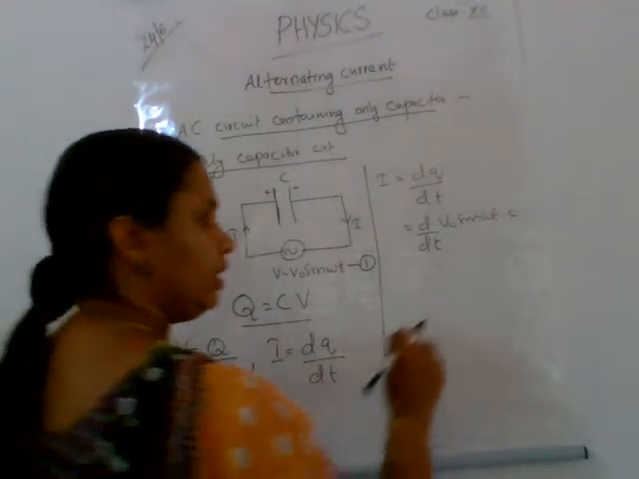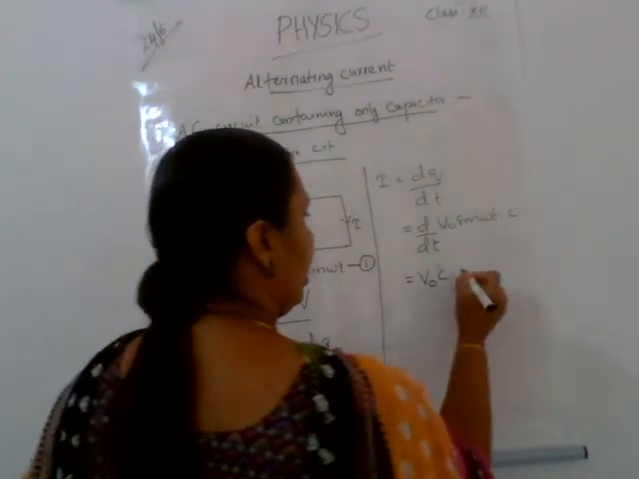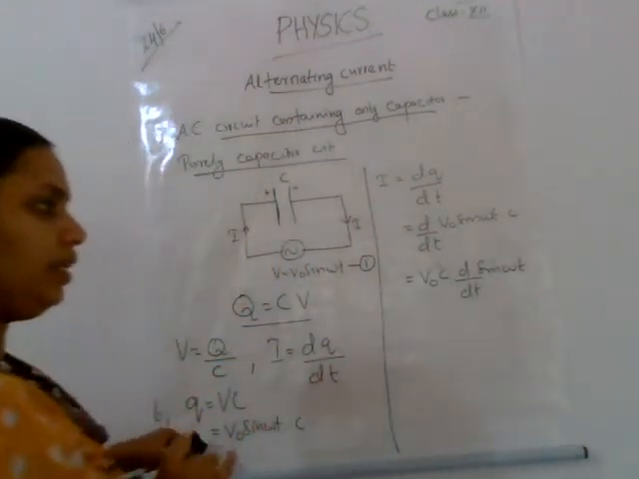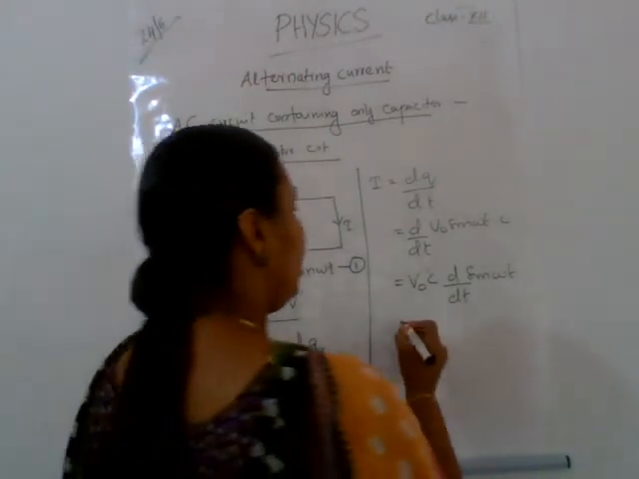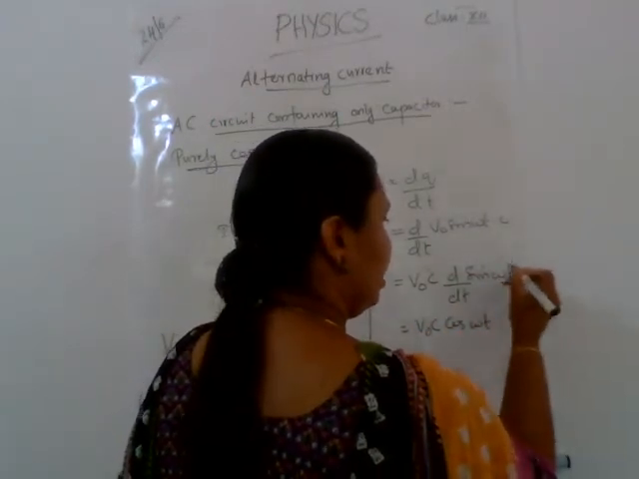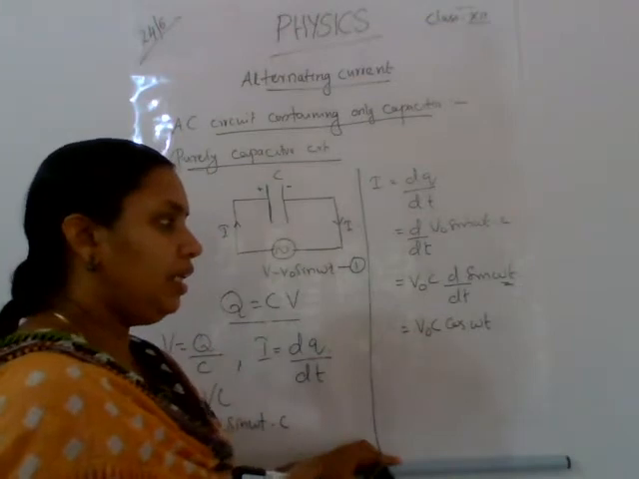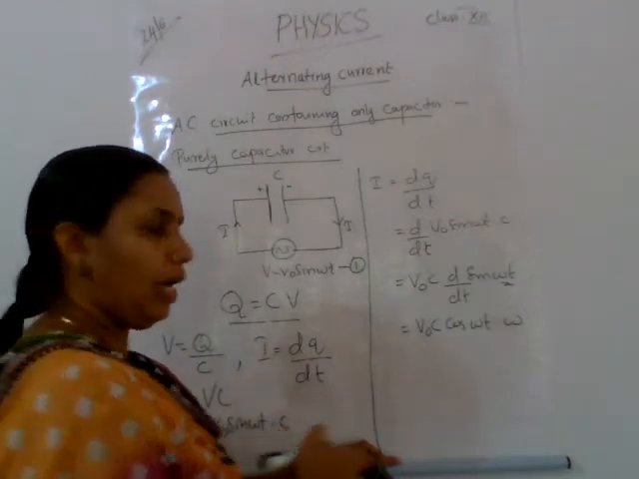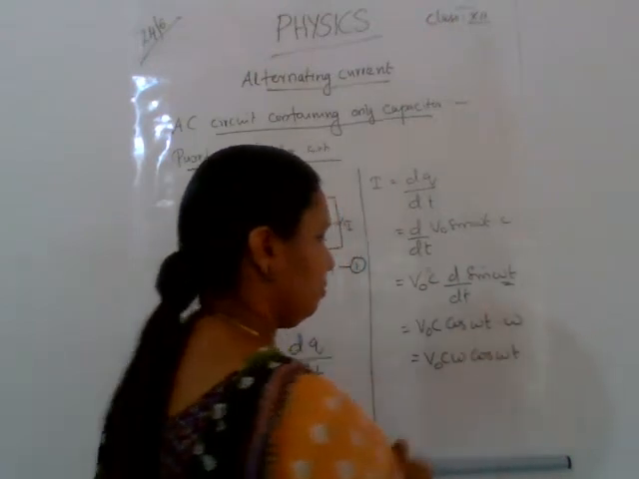Isn't it? In this equation, V0 and C are constants, so we can take V0 and C outside. What comes next? d by dt of sin omega t. What is d by dt of sin theta? It is cos theta. So here it comes V0 C cos omega t, and since omega t contains the variable time, we also have to differentiate that, so we get omega. Writing all the constants together, V0 C omega cos omega t.